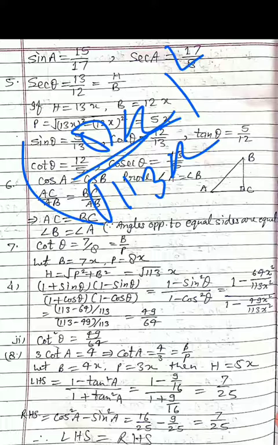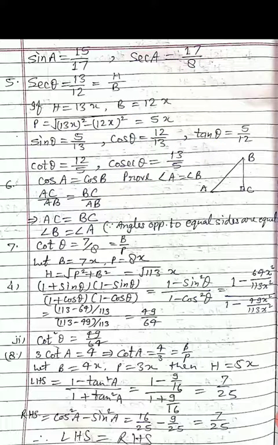Cos theta is b upon h. So base is 7x upon h is root 113x. स्क्वायर करेंगे तो 49x square upon 113x square. Now we can cancel out x square and taking LCM in numerator and denominator both. So in numerator 113 is the LCM. So we get 113 minus 64 whole upon 113. Same here in denominator also 113 is the LCM. So we get 113 minus 49 whole upon 113. 113 denominator is cancelled. So we get 113 minus 64 upon 113 minus 49. On subtracting we will get 113 minus 64 will be 49 and 113 minus 49 is 64. So this is your answer.